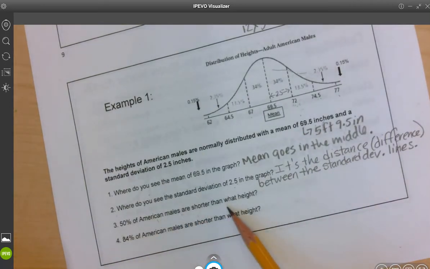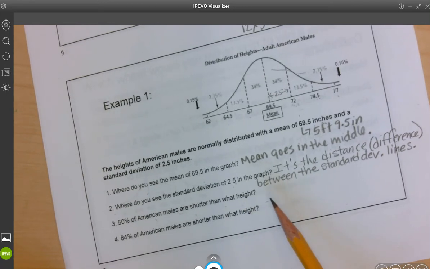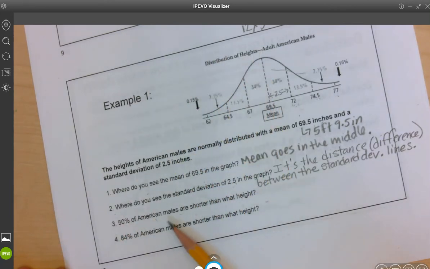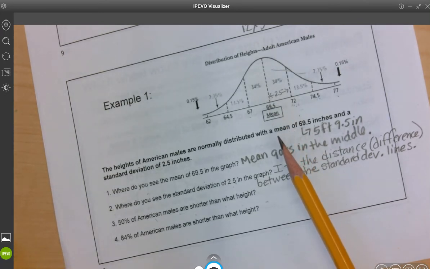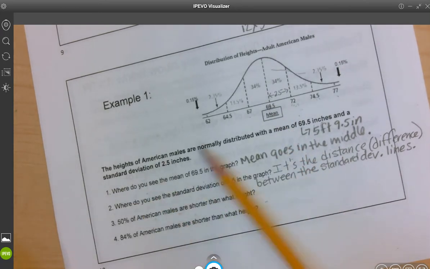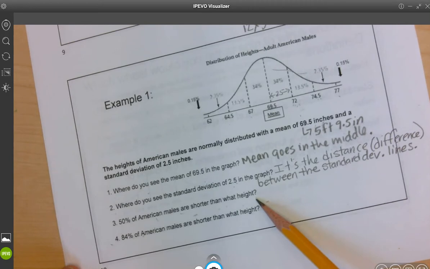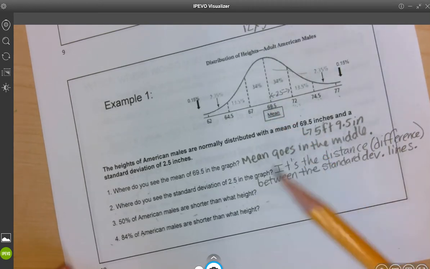50% of American males are shorter than what height? So 50% is the same as what fraction? That's good. It is 1/2. So if we're looking for half of the males, we would be looking for that number in the middle. So 50% of American males are shorter than, what's the height that we had there? Can somebody read it to us? The height in the middle? Right. So 50% of American males are shorter than 69.5 inches.